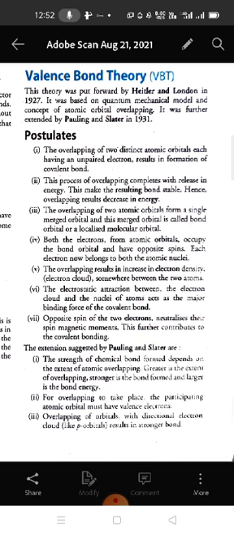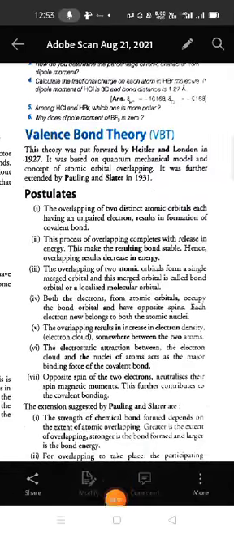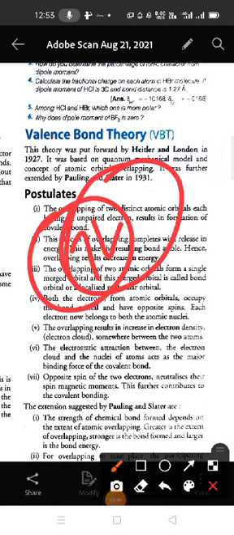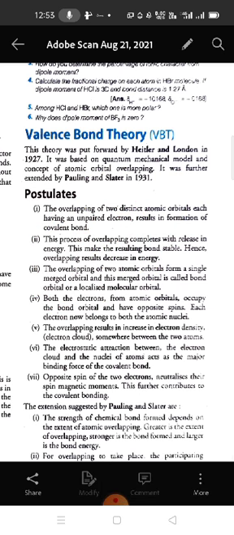Now, the third postulate is that the overlapping of two atomic orbitals forms a single merged orbital, and this merged orbital is called a bond orbital or a localized molecular orbital. So, like this. Now, this is called the merged orbital, or molecular orbital. You can see the molecular orbital.